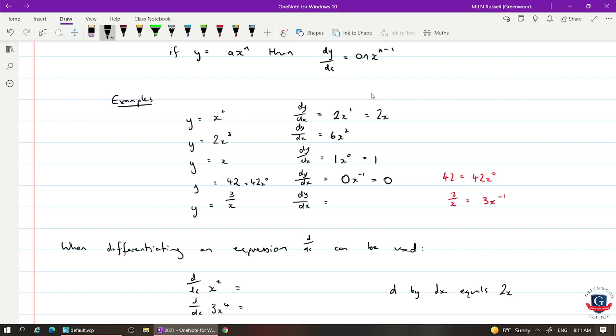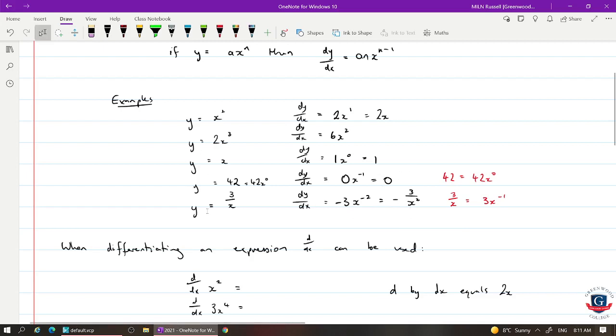This one's a little different. Over here I wrote 3 on x is equal to 3x to the minus 1. Multiply the power by the coefficient, that will give us negative 3. Reduce the power by 1, which will be negative 3 on x squared. Doing these manipulations is quite important because they allow us to do simplification later on.